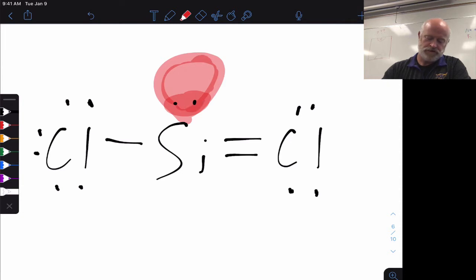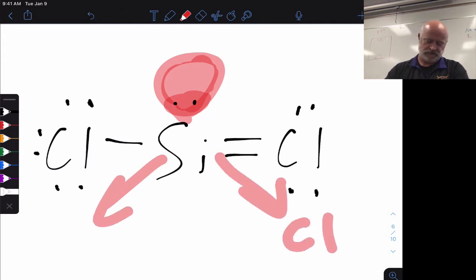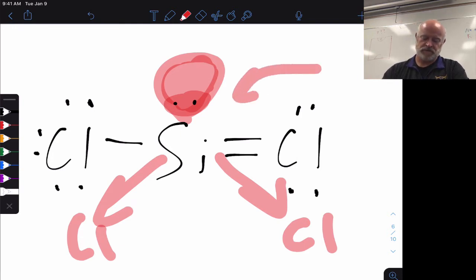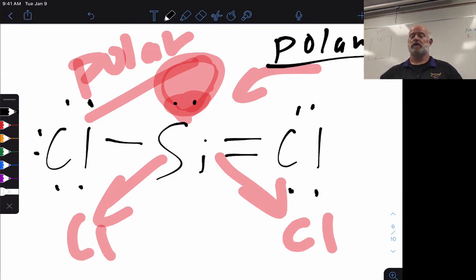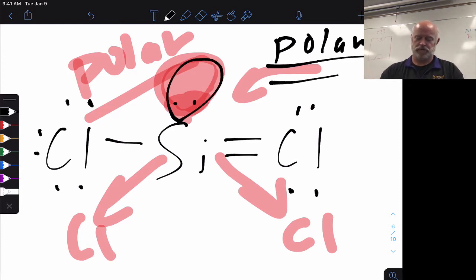Okay? So geometrically, this thing really wouldn't be linear. It actually would have a kink in it that would kink down, and the chlorines would sit low like this geometrically. Because of this unshared pair of electrons here, this is going to be a polar molecule. Okay? So we know that because of this unshared pair. So this molecule is polar. All right? We don't need to do any other work. Because of this right here, this unshared pair of electrons, we know right away it is polar. That's our first one.